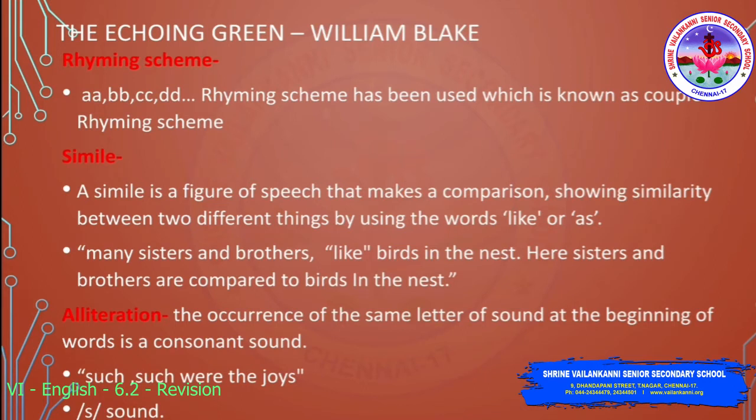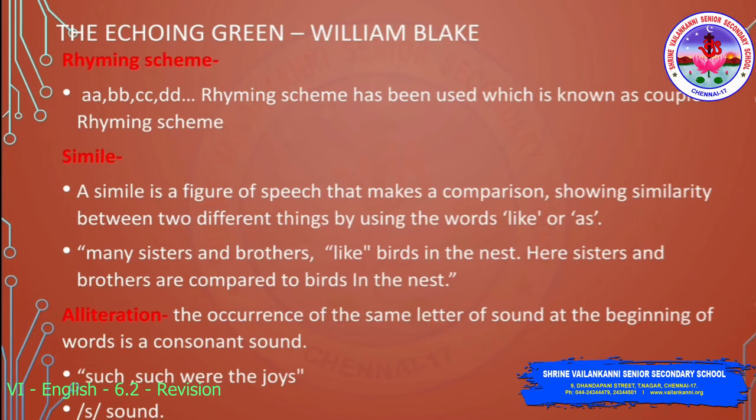Before writing the poetic devices, the first thing you need to identify is the rhyming scheme. So what is the rhyming scheme here in this poem? A, B, B, C, C, D, D. This is known as the couplet rhyming scheme. It is a couplet rhyming scheme.